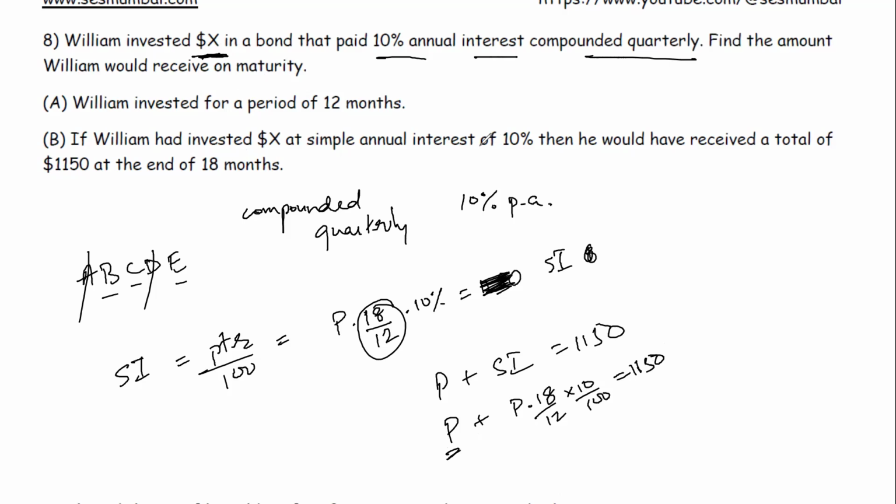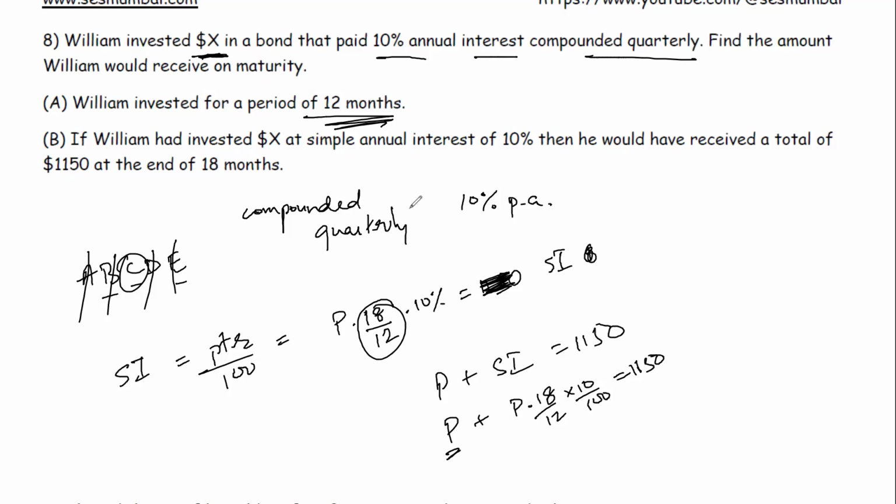Correct? Yes? No. Because we don't know the period that he invested the money. So he invested for a period of 12 months. So B alone gives us the principal. So we'll calculate the principal first. But we know that B alone doesn't answer. C is the answer because we need to figure out for how many quarters he invested.